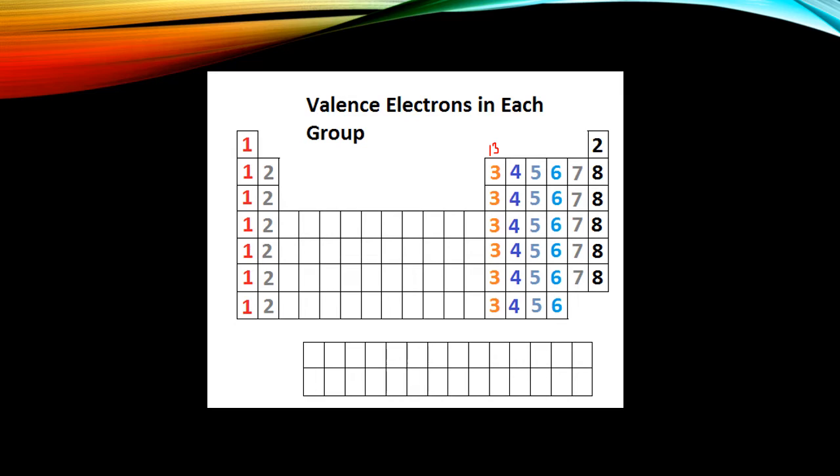3 valence electrons. This column, column 14, these guys have 4 valence electrons. Column 15 has 5. 16 has 6. See, there's a pattern, except for helium, because if you remember, helium kind of sits here when it comes to electrons.